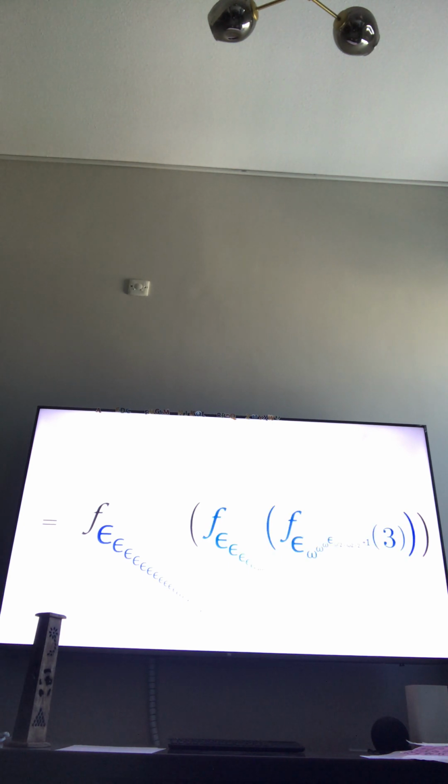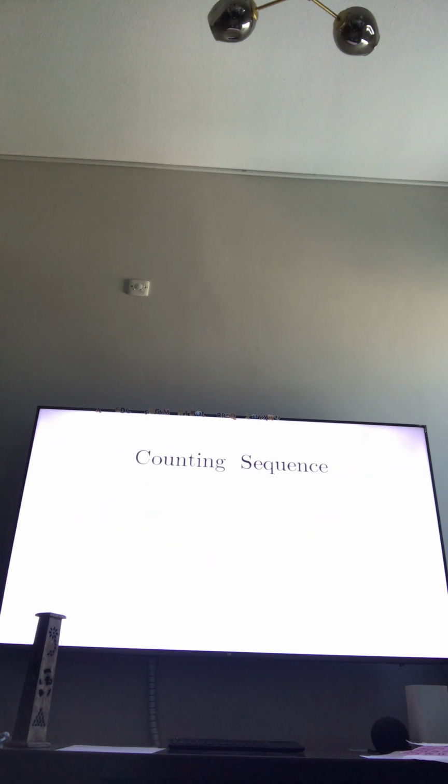Now f zeta naught of this whole thing is equal to f epsilon epsilon epsilon with this many epsilons. We can't get bigger with epsilon zeta naught, but we can get bigger with epsilon zeta naught plus 1. We can have epsilon epsilon zeta naught plus 1, epsilon epsilon epsilon zeta naught plus 1, and so on. This sequence is called zeta 1. This is an infinite nesting of epsilons with zeta naught plus 1 at the bottom. The counting sequence for zeta 1 is epsilon zeta naught plus 1, epsilon epsilon zeta naught plus 1, epsilon epsilon epsilon zeta naught plus 1, and so on.